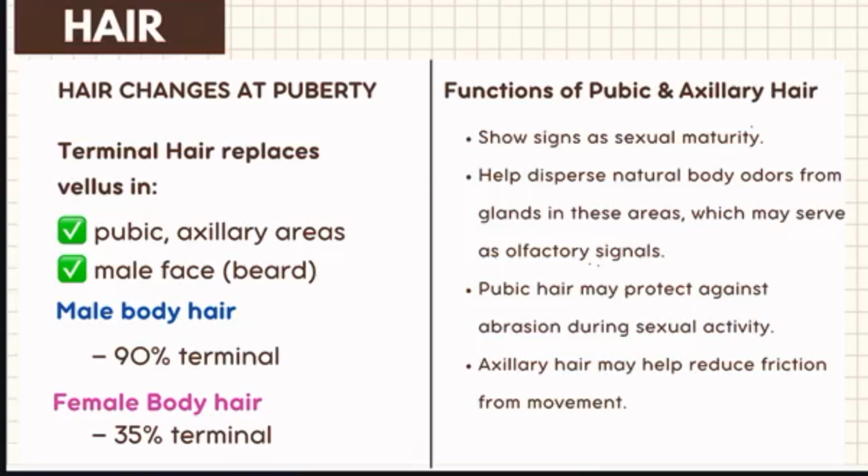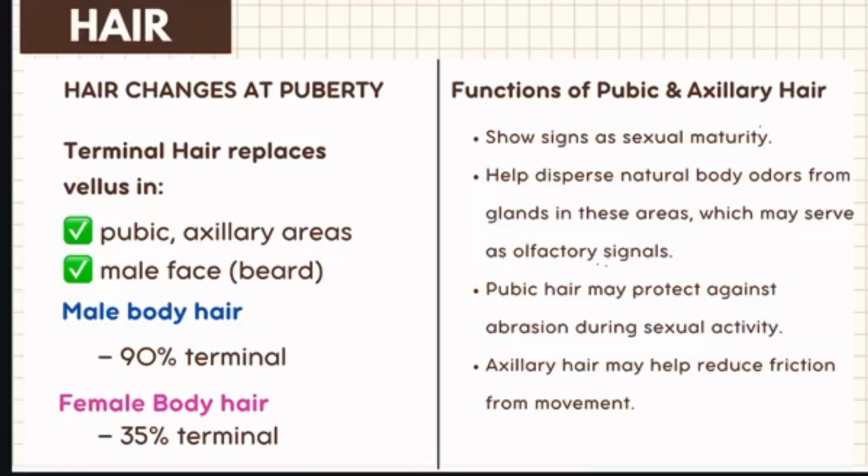For the hair changes in puberty, during puberty, terminal hair replaces vellus hair in certain areas. So we have, in both males and females, the pubic and axillary areas, while in males it is also on the face, like the mustache or the beard. For the body hair differences, the male body hair is about 90% terminal, while female body hair is about 35% terminal.